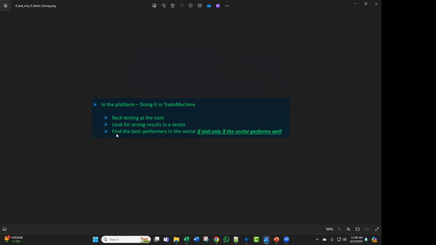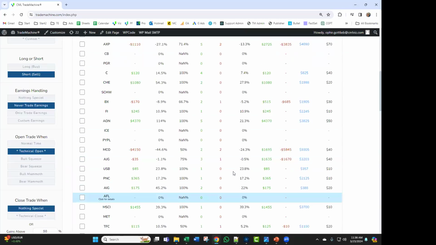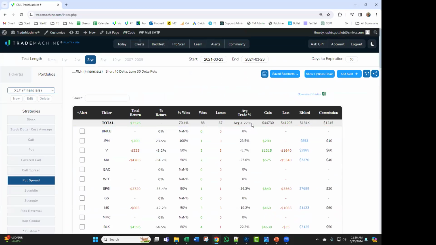Remember, I will only pick the best if and only if the sector itself performs well. Okay, here we are. That's just not good enough. The win rate's fine, but I don't want to do a trade for 4% with commissions. That's break even. So I'm just not going to do this trade. I'm picking in the financial sector. I am taking no fade the dips. Not going to sort it. Not going to do check, check, check. That's it.